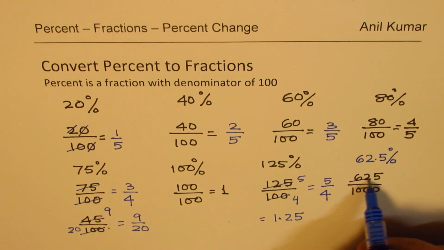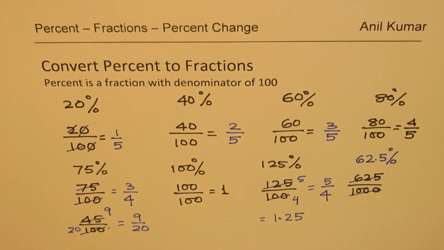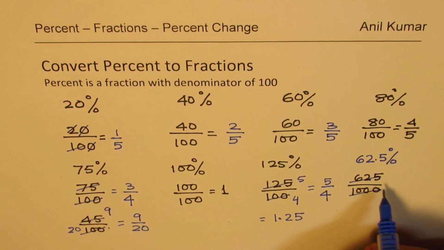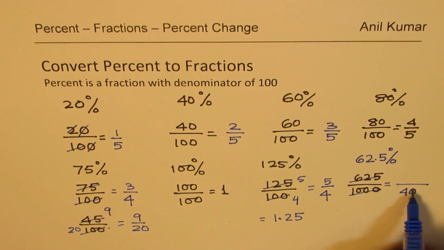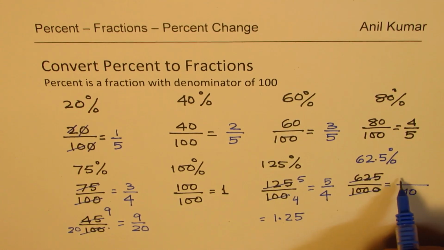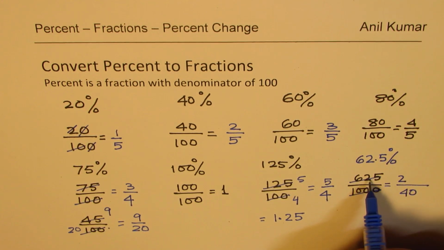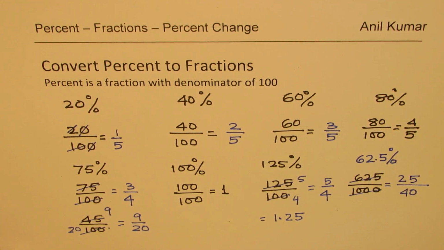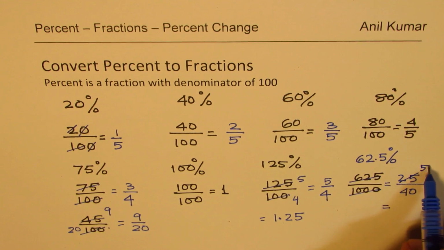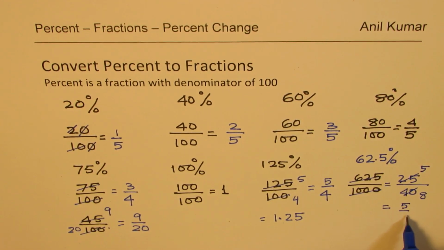So if I divide this by, let's say 25, what do you get? If you divide by 25, then denominator, 25 times 4 is 100, so we get 40 here, correct? Now, 25 times 2 is 50, right? 50, and then you get 125, which is again 25. 25 square is 625. That is how you could also relate this. Now, this could be further simplified and written as what? Both can be divided by 5. So if I divide this by 5, I get 5 here, and this is 8. So we get 5 over 8. So 62.5% is 5 over 8, right?